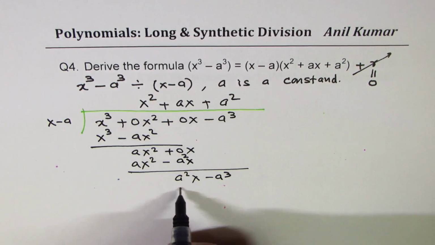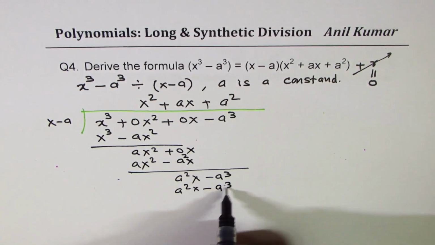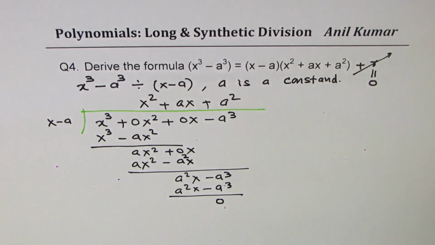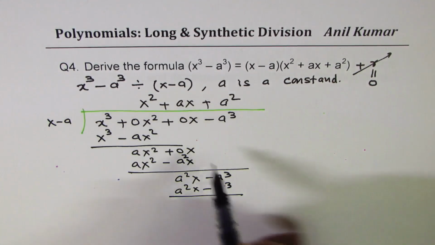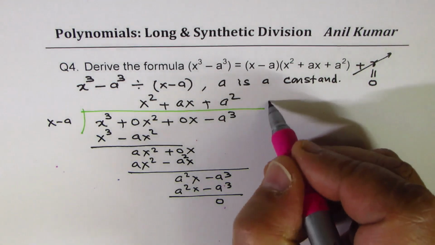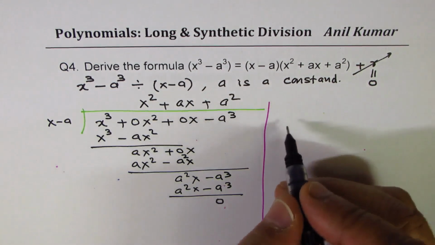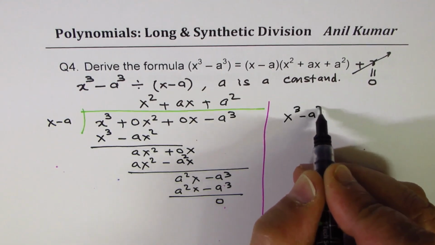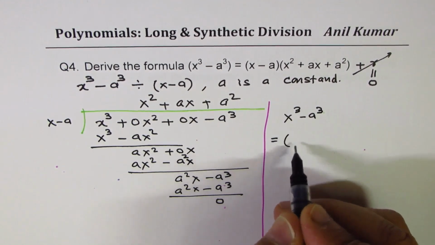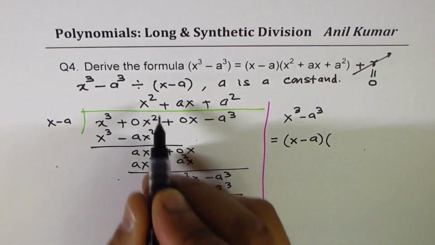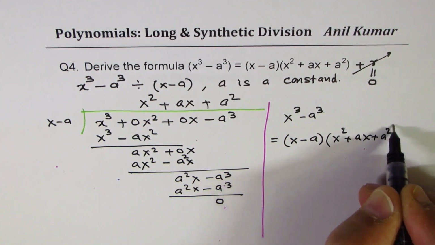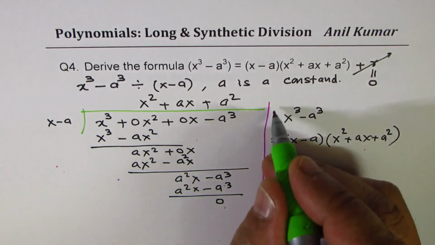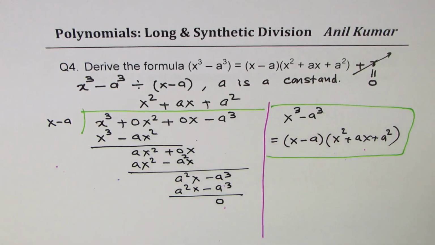So when I write a square, we get a square x minus a cube, and the remainder is 0. Do you see that? Since the remainder is 0, we know x minus a is a factor, and we could now write that the function, which is x cubed minus a cubed, is indeed equal to x minus a times the quotient, which is x squared plus ax plus a squared. Perfect. So that is how you have to do it. So I hope the steps are absolutely clear.